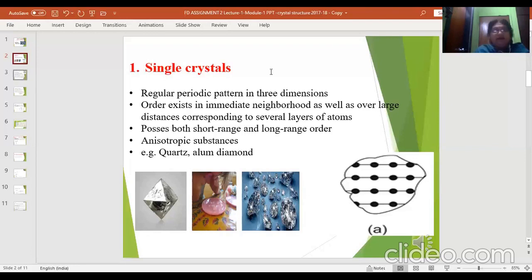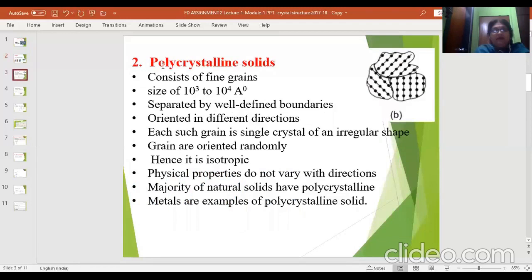What are polycrystalline solids? Now, when you say polycrystalline, poly means many. So they will have many single crystals within them. Can we look at the diagram over here? There is one single crystal, there is another single crystal, and another. So polycrystalline solids are made up of many single crystals, such that each single crystal has the orientation of the atoms in one particular direction. Therefore, it is also said that it consists of fine grains.